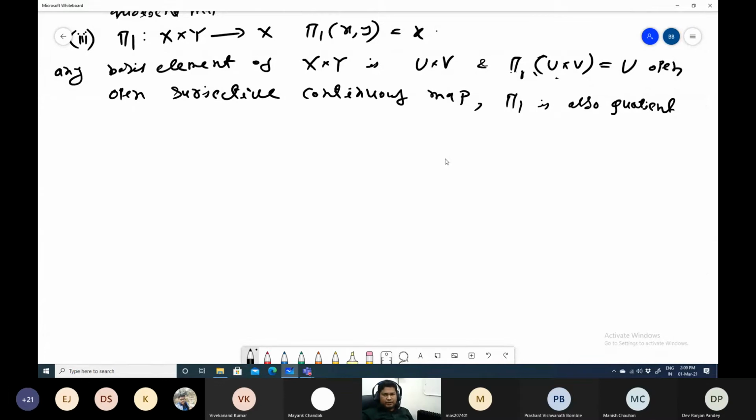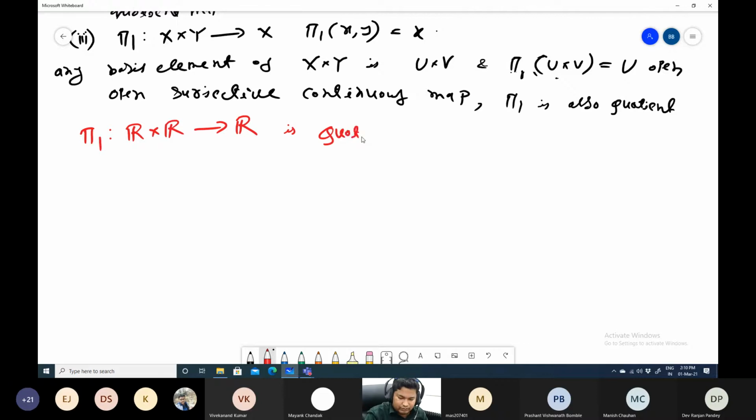Quotient map but not closed map, quotient map but not open map. Can you give some example? Do you have any? So I can start with this one only. Say pi1: R cross R to R. Now we know that this is an open map, so it is a quotient map.